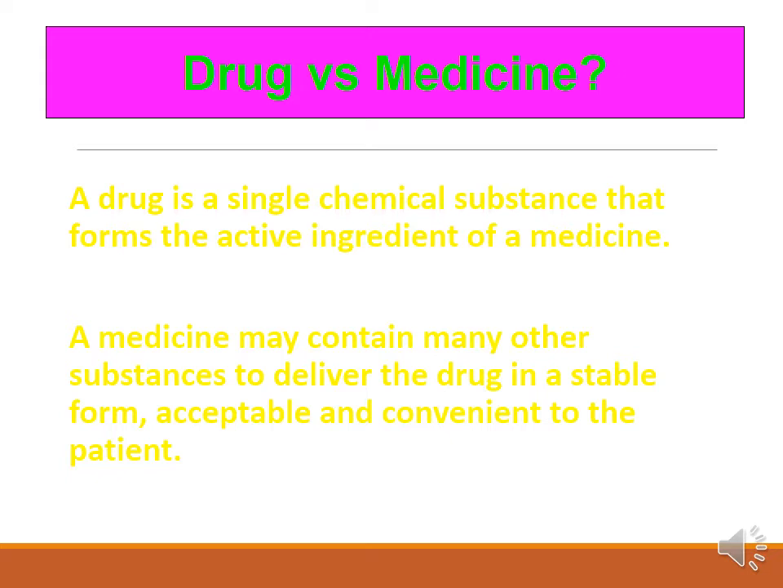And then a medicine may contain many other substances or drugs to deliver the drug in a stable form, acceptable and convenient to the patient. So, medicine is a properly formulated substance, whereas a drug can be a crude material substance.